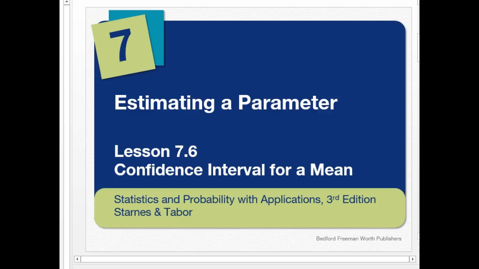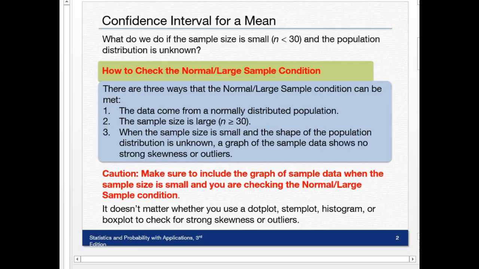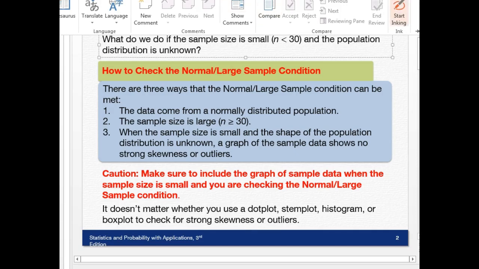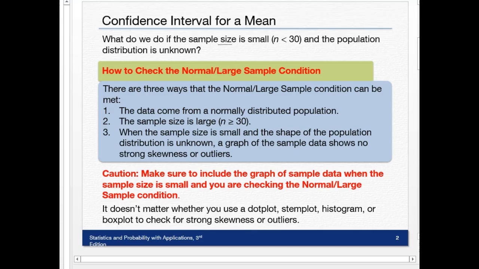All right, in 7.6, we're going to continue on with our discussion about confidence intervals for means, estimating means. So what do you do when you're trying to show that it's normal in shape, but your sample size is less than 30, and you don't know what the population distribution is? You don't know if it's normal in shape. They don't tell you. So this is the what ifs. What if you don't know those two things?